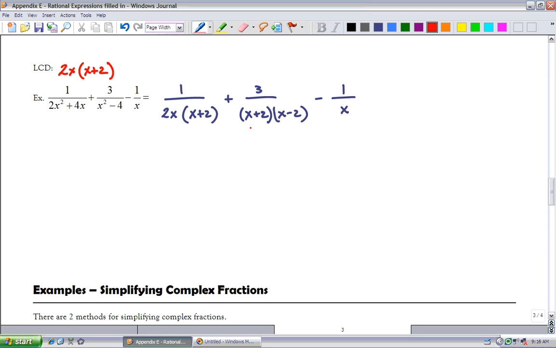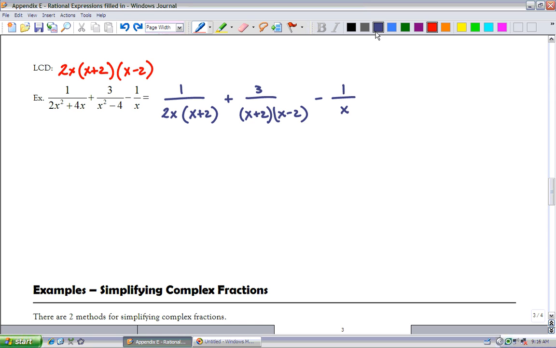Now, if we look at the second one, it already has a factor of x plus 2, which we already have in our least common denominator up here. So we don't have to worry about that, but we do need to put a factor of x minus 2 into our least common denominator. And here on the last expression we have an x, but notice we already have an x in our least common denominator. So there's our least common denominator just by looking at the factored form of each one of those.